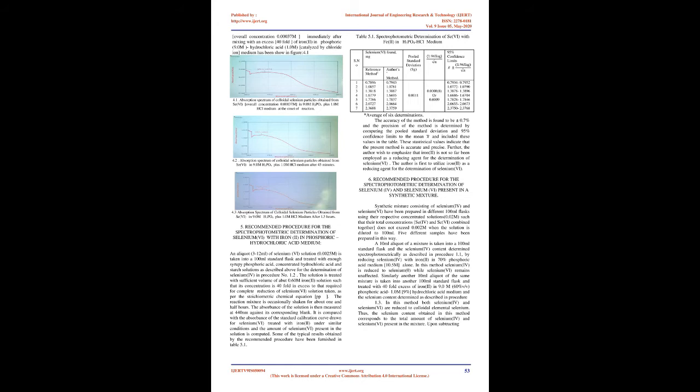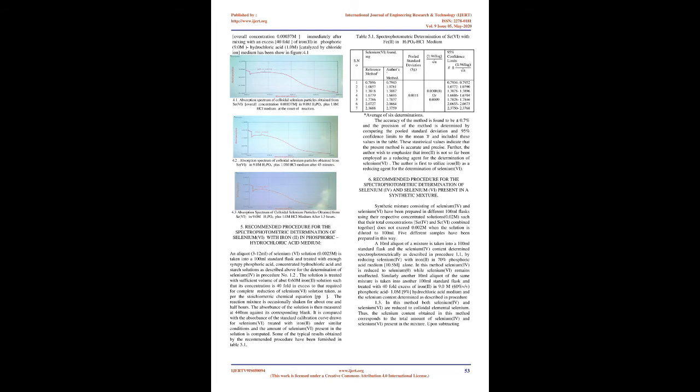5. Recommended procedure for the spectrophotometric determination of selenium(VI) with iron(II) in phosphoric, hydrochloric acid medium. An aliquot, 3-12 ml, of selenium(VI) solution, 0.0025 M, is taken into a 100 ml standard flask and treated with enough syrupy phosphoric acid, concentrated hydrochloric acid and starch solutions as described above for the determination of selenium(IV) in procedure No. 1.2.